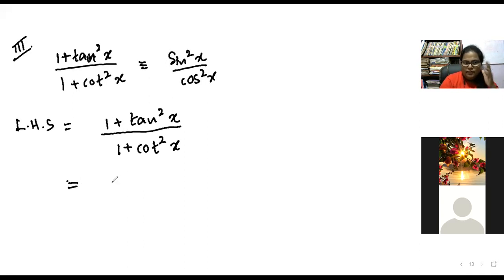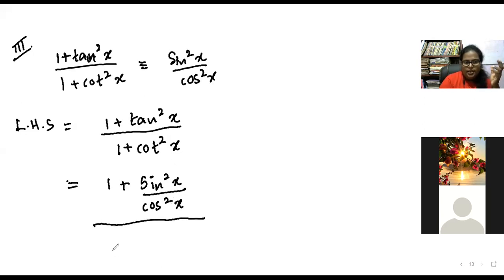You can convert this into sine and cos, because our answer is also in sine and cos. So we can easily write tan square x as sine square x divided by cos square x, and divide by, here, 1 plus cot square x, which is cos square x divided by sine square x. If you don't remember the identity, you can proceed by simplifying in this way.